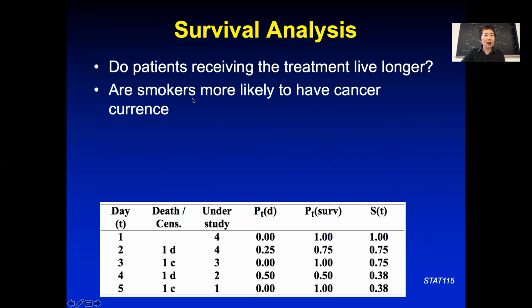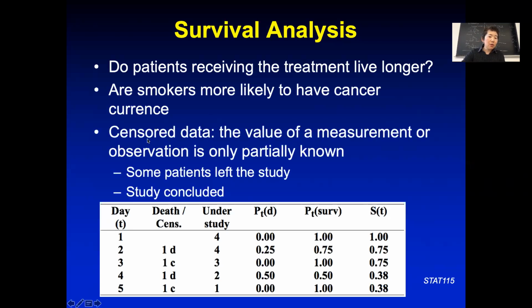Or you can ask, are smokers more likely to have cancer occurrence? And so there are events in this case, right? So events, in the smoker case, will be detection of cancer. But if you have a clinical trial for treatment, then the event could be cancer deaths, right?